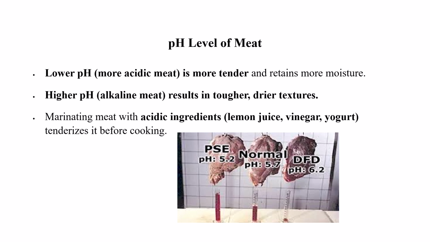pH level of meat. The pH level of meat affects its tenderness and moisture retention. More acidic meat is generally more tender and retains moisture better. Marinating with acidic ingredients can tenderize meat before cooking.